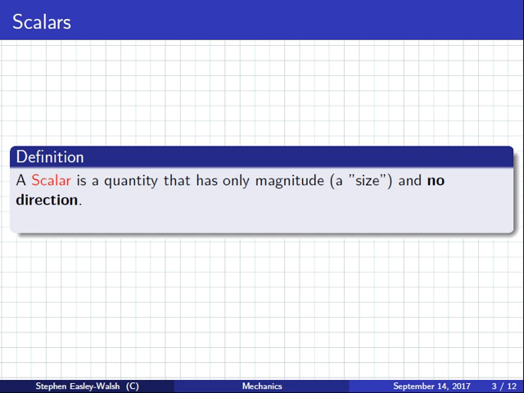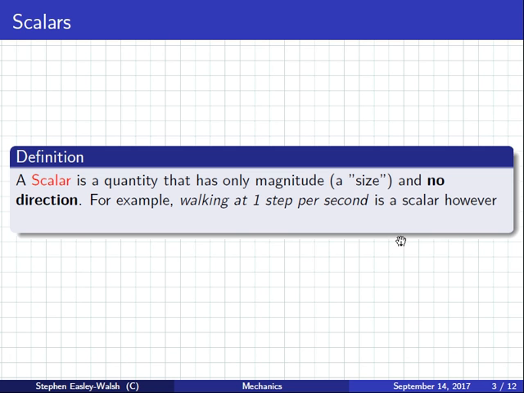For example, examples of scalars are walking at 1 step per second. This is a scalar. What's the size of this scalar? 1 step per second. This is a scalar. However, walking at 1 step per second to my home is not a scalar. Why not? It has a direction: the direction to my home. This is not a scalar.